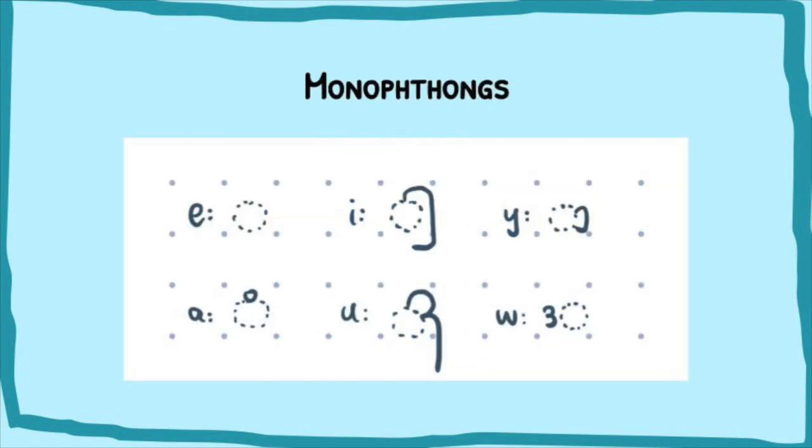Here are the 6 monophthong symbols. They are all written from top to bottom in one stroke, and after the consonant has been written. The dotted circle represents any consonant character.